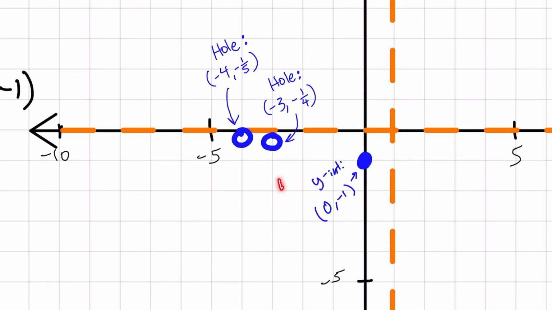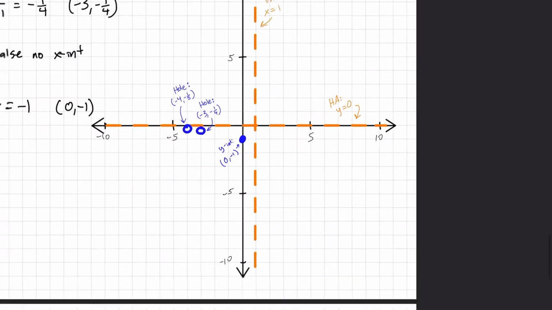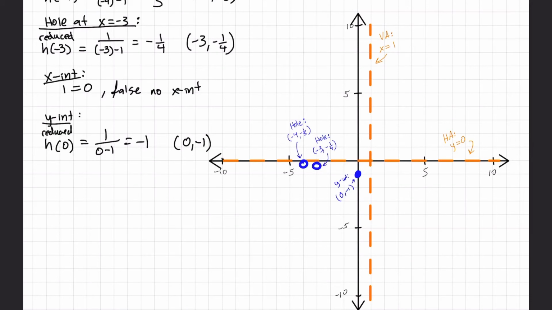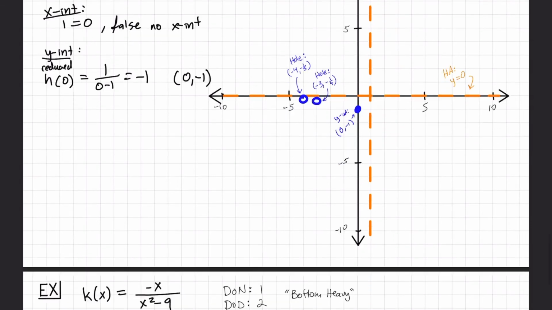We have one hole at -3, -1/4, and the other hole at -4, -1/5. All right. So in today's lecture, that's it. That's all we're doing. In a future lecture, I will then be connecting these dots and figuring out where a few dots are on this side of the vertical asymptote.